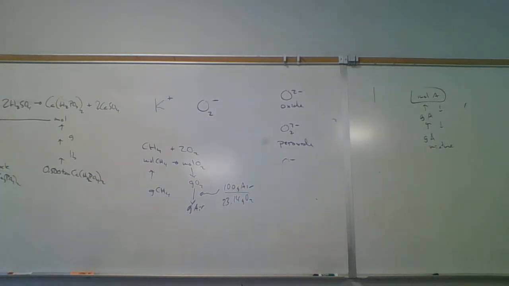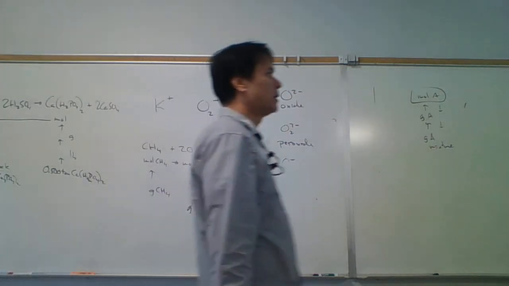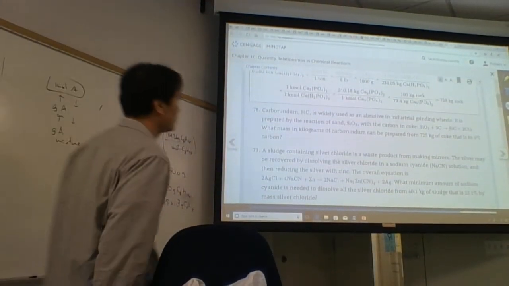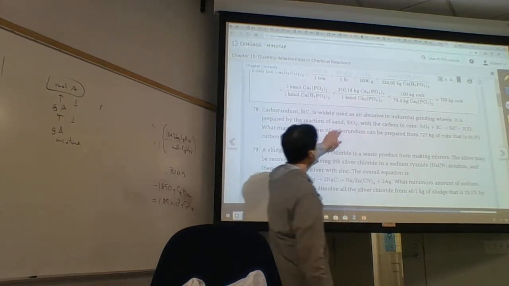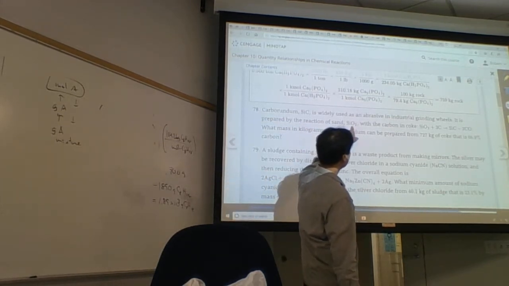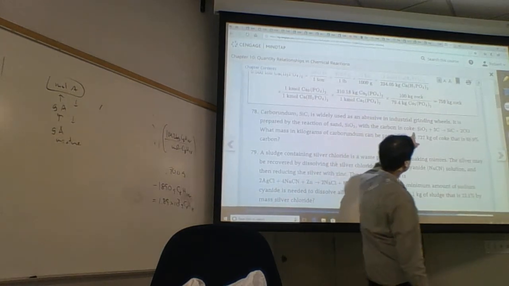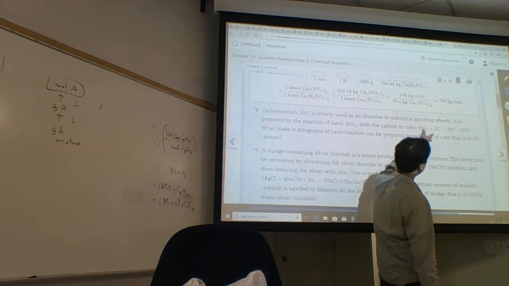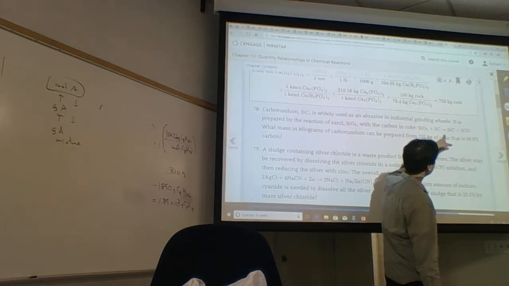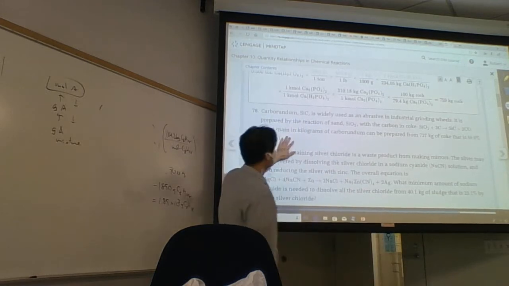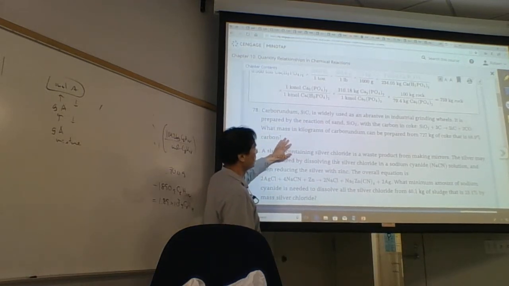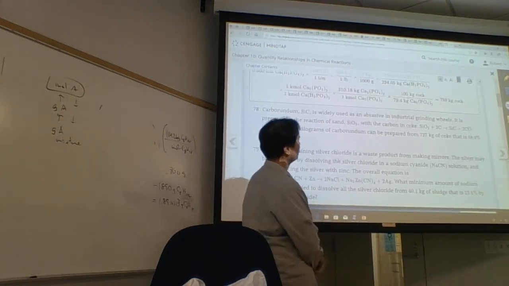Look at number 78. Carborundum, silicon carbide, SiC, is widely used as an abrasive in industrial grinding wheels. It is prepared by the reaction of sand, this is silicon dioxide, or silicon 4-oxide, with carbon and coke. So we take some silicon dioxide, quartz, plus 3 carbons, yields silicon carbide plus 2 carbon monoxide. What mass in kilograms of carborundum can be prepared from 727 grams of coke?